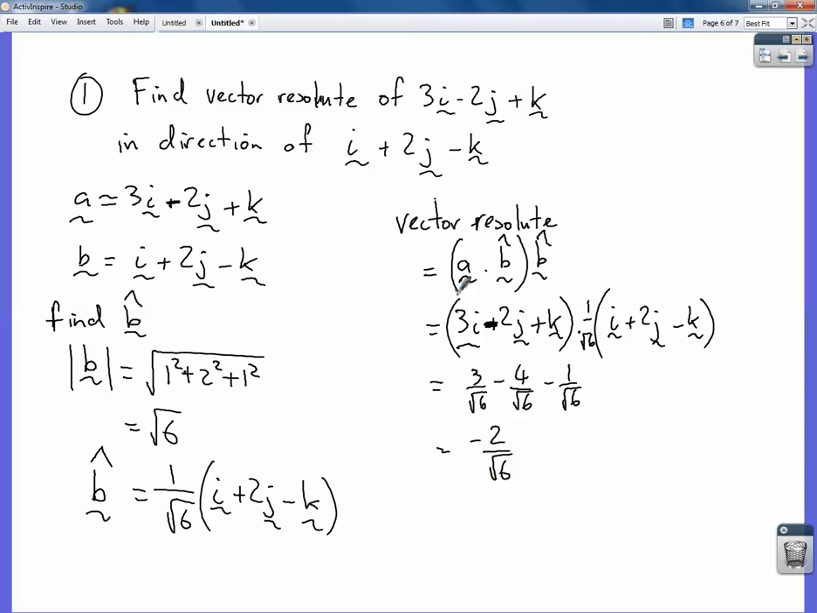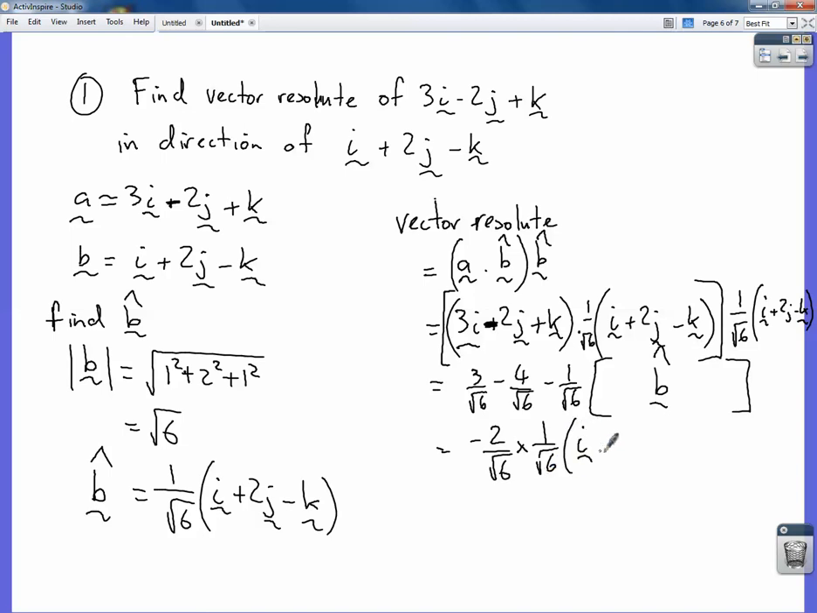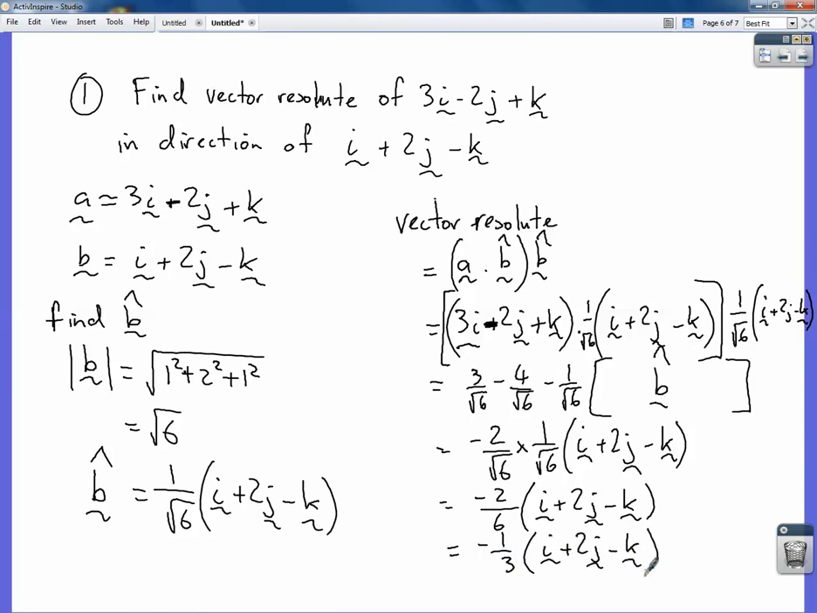And then we want to times all of that by B hat, which is 1 on root 6 of i plus 2j minus k. And what do you notice? That becomes minus 2 on 6 outside of i plus 2j minus k, which becomes minus 1/3 of i plus 2j minus k. So there is a vector which has a magnitude. It is the vector resolute of A in the direction of B.